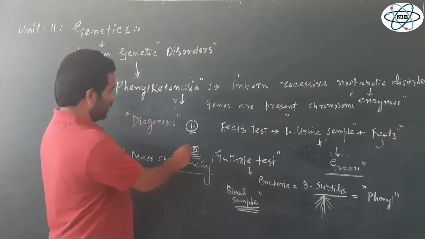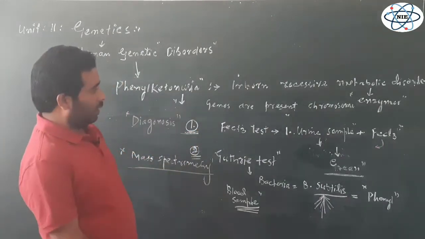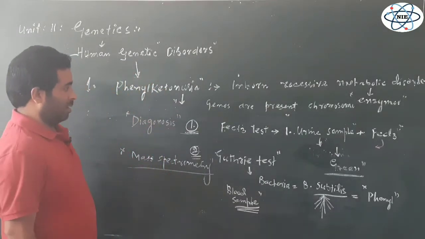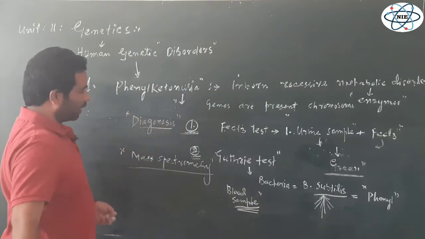So these are some diagnostic procedures, tests, with the help of which we can detect the presence of phenylalanine and its metabolites in the blood or urine of the patient, right? So this is all about the diagnosis.